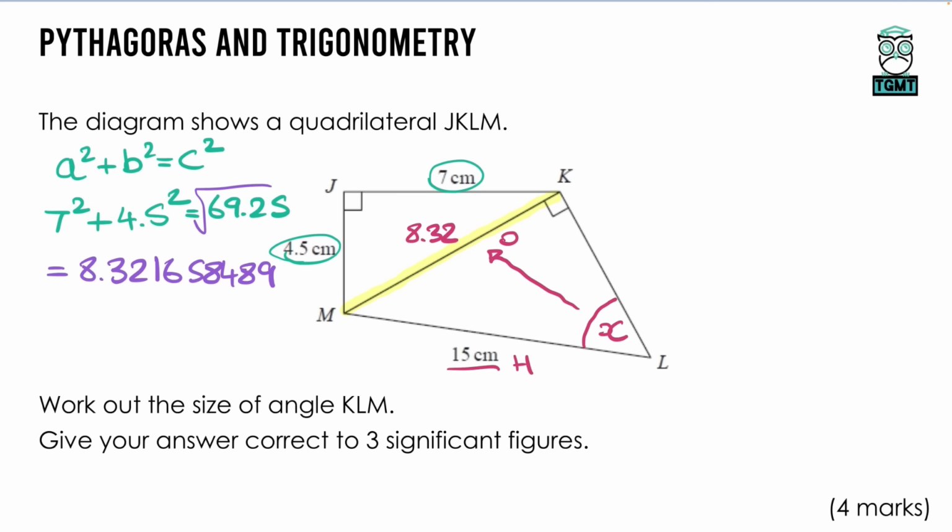So I now have a right angle triangle with O and H. So you need to know your 3 formulas, whether you use the ratios or whether you use formula triangles. I'm going to write it as formula triangles here.